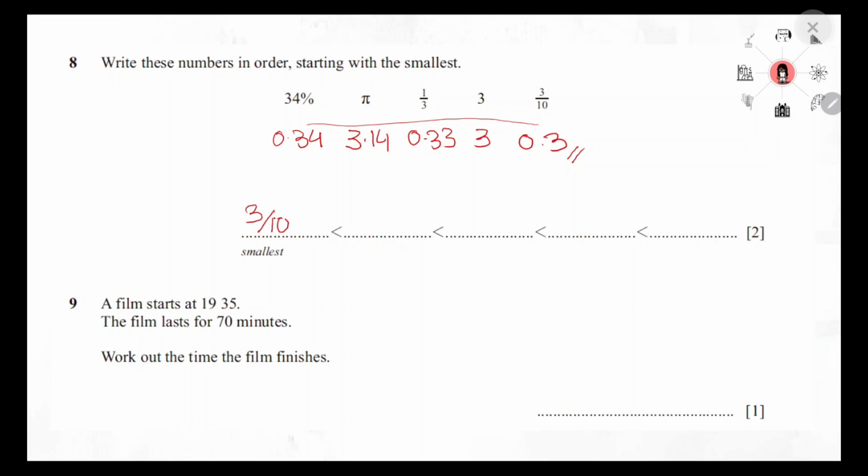Please be careful to not write these converted versions, or else you can lose marks. After 0.3, you can see that 0.33 is the second smallest. So I'll write 1 by 3. After that comes 0.34, so I'll write 34%. And then comes 3, and lastly pi.